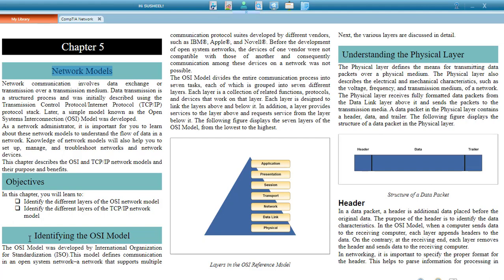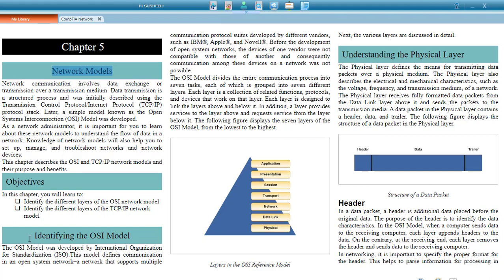The OSI model divides the entire communication process into 7 tasks, each of which is grouped into 7 different layers. Each layer is a collection of related functions, protocols, and devices that work on that layer. Each layer is designed to link the layers above and below it. In addition, a layer provides services to the layer above and requests service from the layer below it.